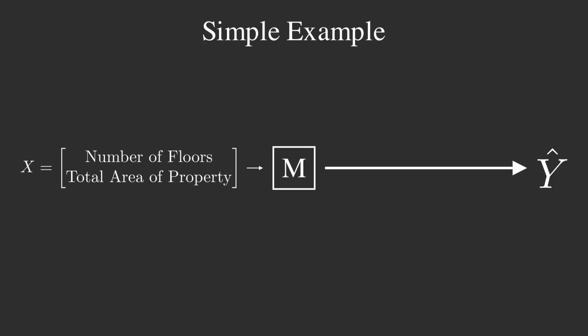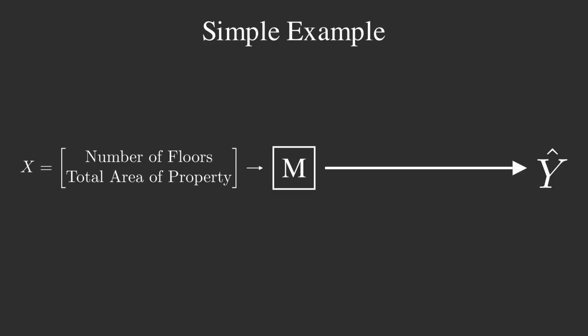Just a side note, once we decide an order of these features, we cannot change it anymore, as the model expects the input to be in this order. We can then feed the vector into our model that somehow transforms the input data into the predicted value Y hat. In our example, the predicted value of our model is the housing price itself. So the goal here is to find the model M that, based on the number of floors and total area of the property, finds the corresponding market value of the house.